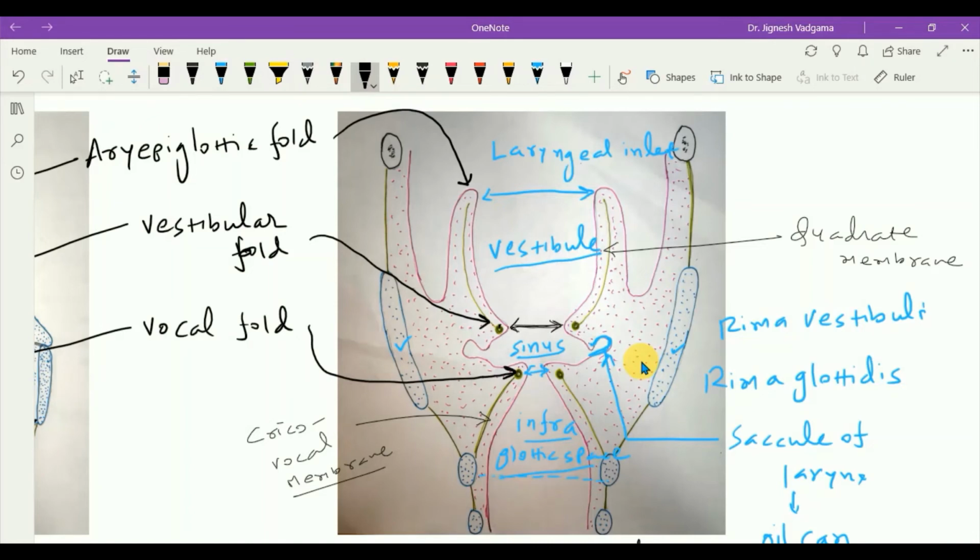and these vestibular folds are also called false vocal cords, because the true vocal cords are situated at the upper free margin of the cricovocal membrane, and the space between the two is called the rima glottidis. Now let's see the function of the rima vestibuli. This rima vestibuli permits air entry in case of inspiration, and it also prevents air exit at the time of expiration. So at the time of expiration, it prevents the air exit, and at the time of inspiration, it is responsible for permitting the air entry.